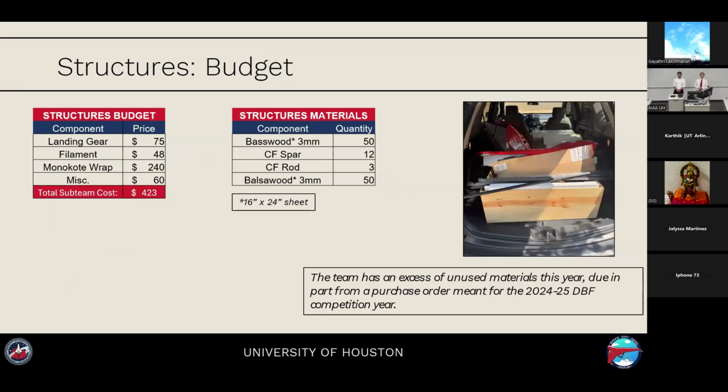For our budget this year, we have a large excess of unused materials. This is due in part to a purchase order meant for last year. As you can see in the image, we have quite literally a carload of materials. This includes a large amount of carbon fiber spars and rods, and about 50 sheets each of basswood and balsa. Beyond the structure materials that we already have, our landing gear, filament, and monocot wrap miscellaneous will end up costing us about $425 from the materials we already have.